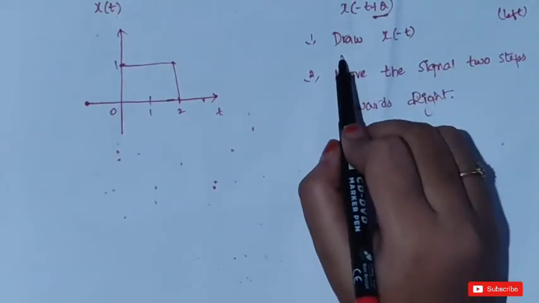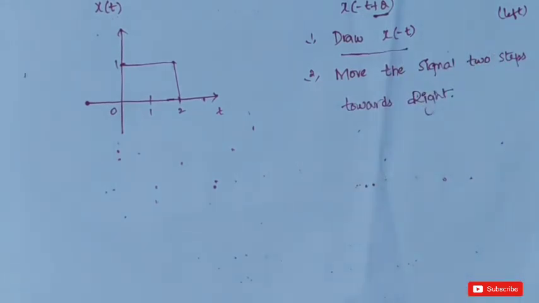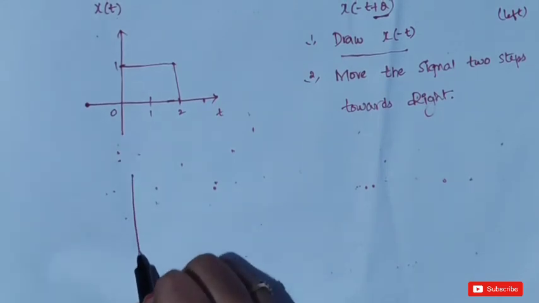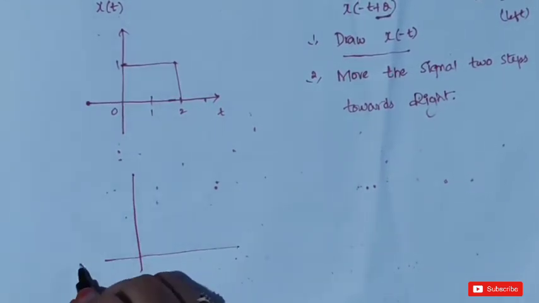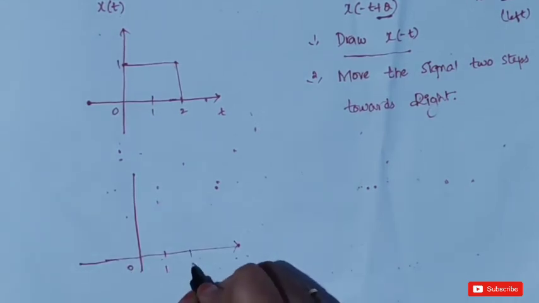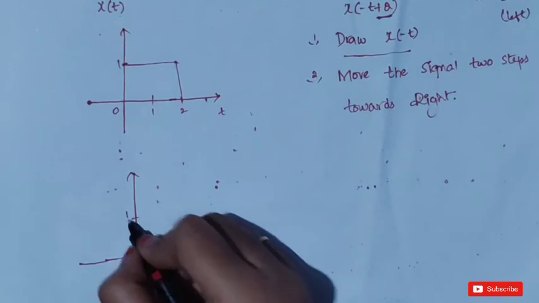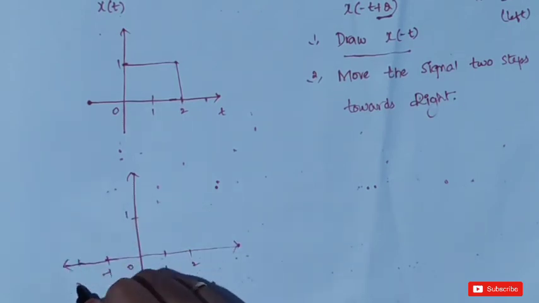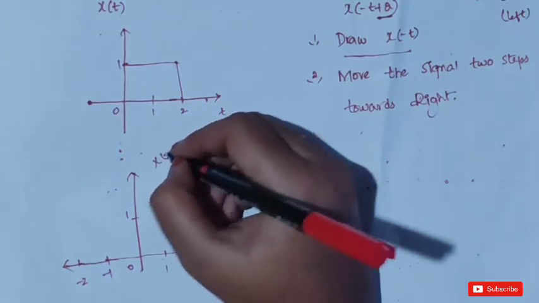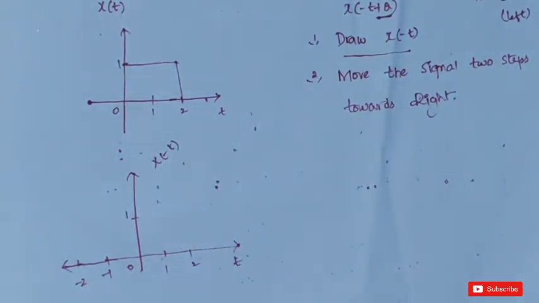For this, the first step is to draw x of minus t, and in the x of minus t signal we need to move the signal 2 steps towards right to obtain x of minus t plus 2. So first let us draw x of minus t. How to draw x of minus t? I have told you earlier. Every t sample is replaced with minus t sample. So now let us draw this. Now we are drawing the x of minus t signal.